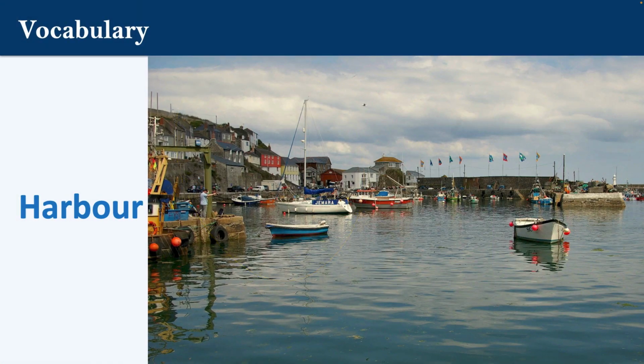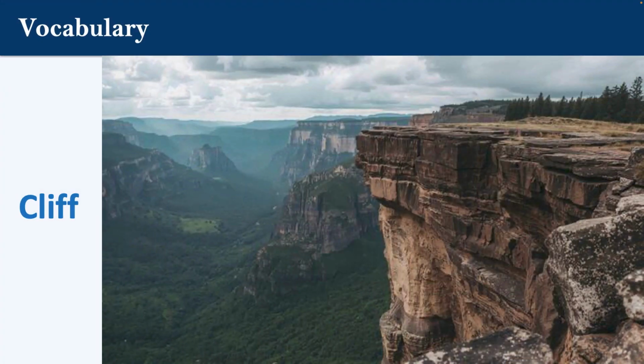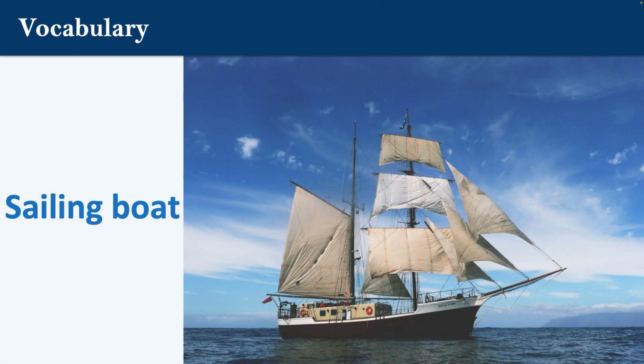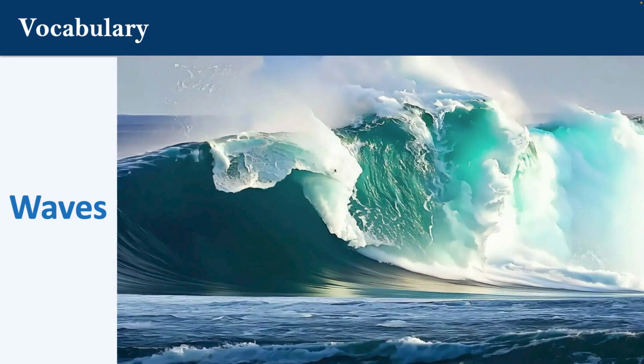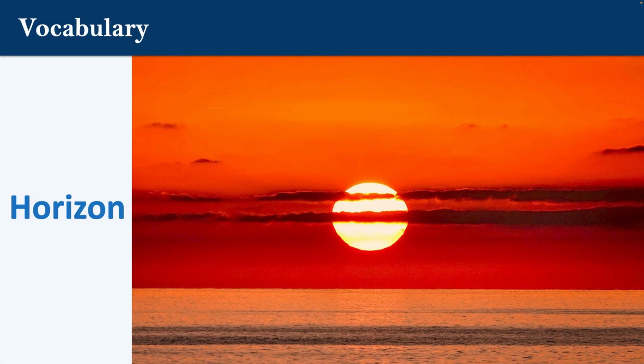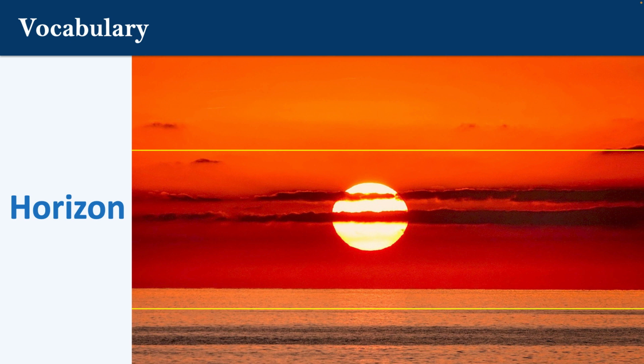Next word is harbor. This is a harbor. As you can see, there are lots of ships and places where people can keep their ships. Next word is cliff. This is a cliff. It's usually high and dangerous. Next is a sailing boat. Now you're looking at a sailing boat. Next is waves. Next is horizon. Horizon is this long spot you can look at.